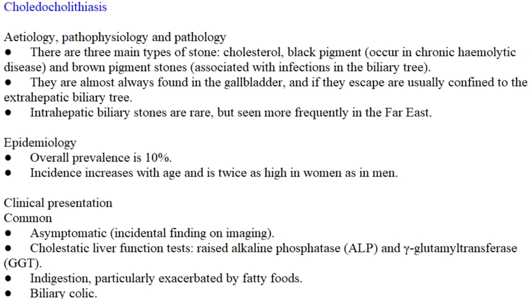Choledocholithiasis. Etiology, pathophysiology, and pathology. There are three main types of stone: cholesterol, black pigment, which occur in chronic hemolytic disease, and brown pigment stones, associated with infections in the biliary tree. They are almost always found in the gallbladder, and if they escape are usually confined to the extrahepatic biliary tree. Intrahepatic biliary stones are rare, but seen more frequently in the Far East.